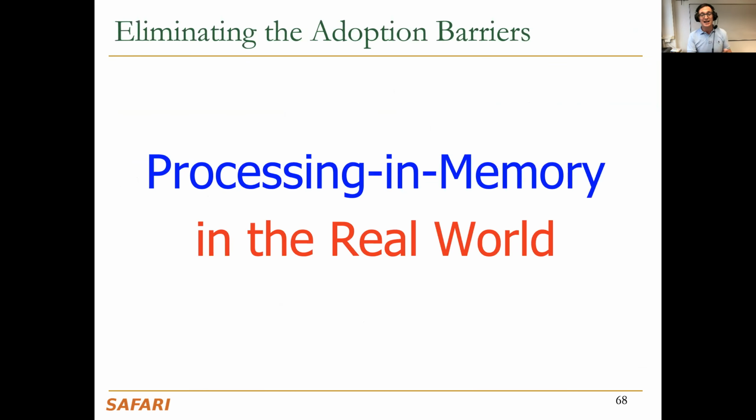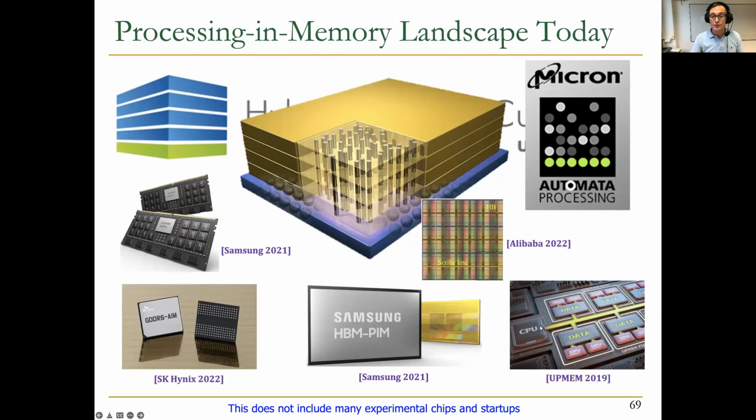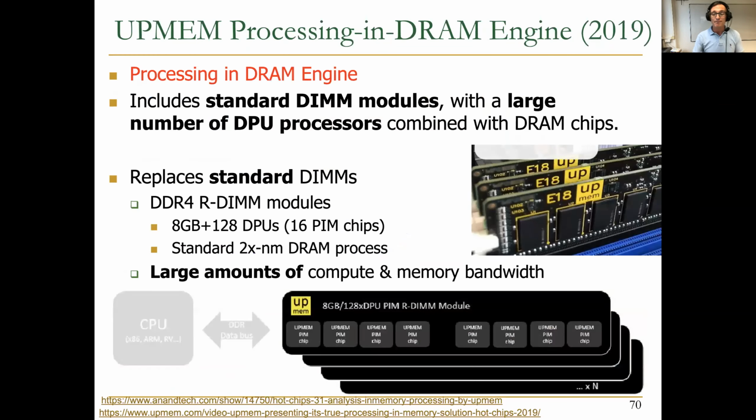So we've been doing a lot of analysis of processing in memory systems in the real world, specifically the UpMem system, which was the first system that was introduced as a general purpose processing in memory engine. But as you can see, there are a bunch of other systems that were introduced recently in 2021, 2022. And this picture doesn't even include many experimental chips and startups. So UpMem is interesting to us because we are able to have access to it.